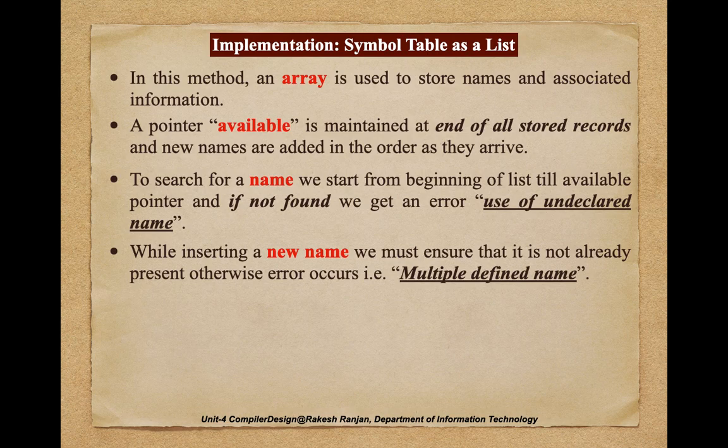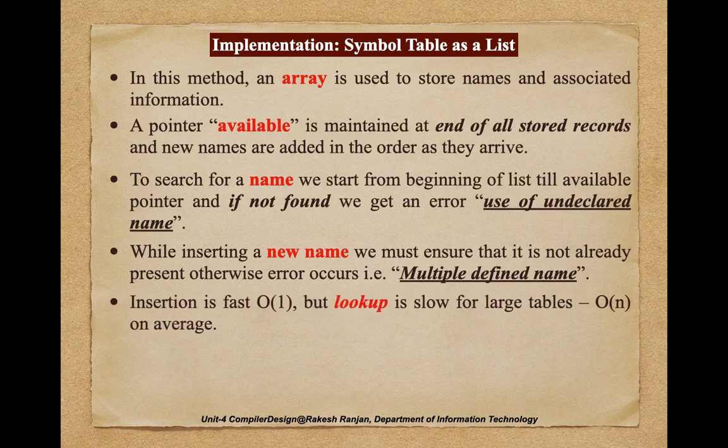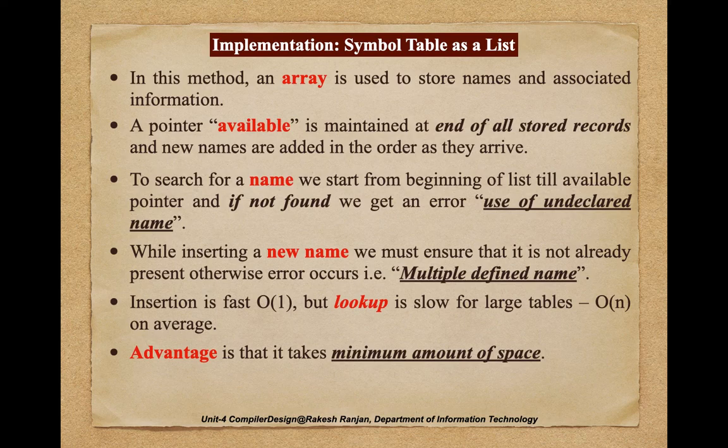While inserting a new name, we must ensure that it is not already present, otherwise there must be the error message multiple defined names. Insertion is very fast, that is big O of 1, and lookup is comparatively slow, that is for a large table big O of n if there are n elements. The advantage is that the minimum amount of space is occupied.